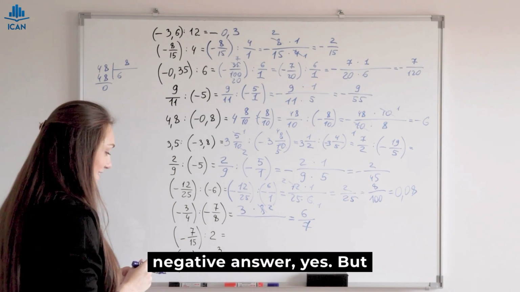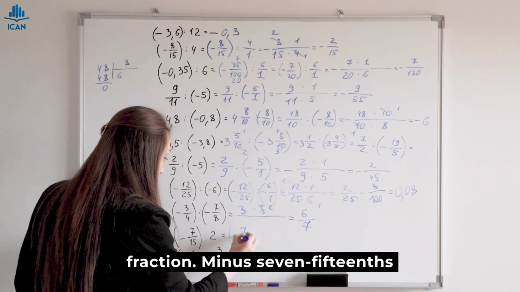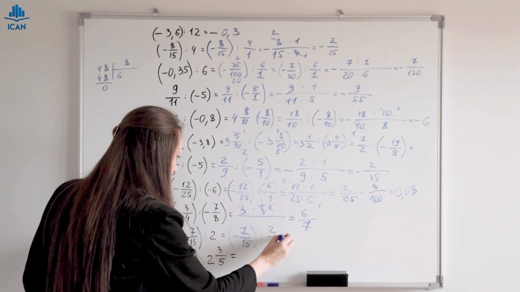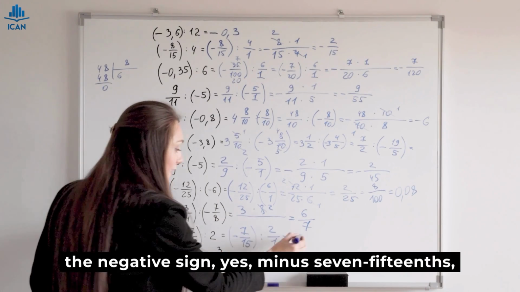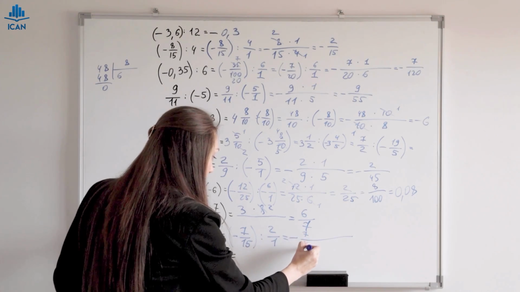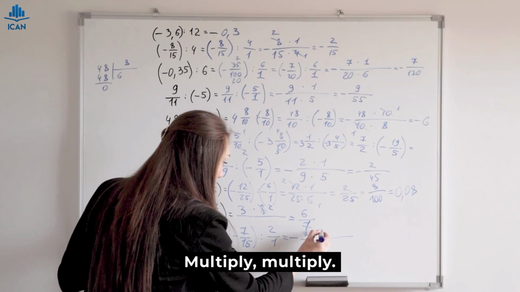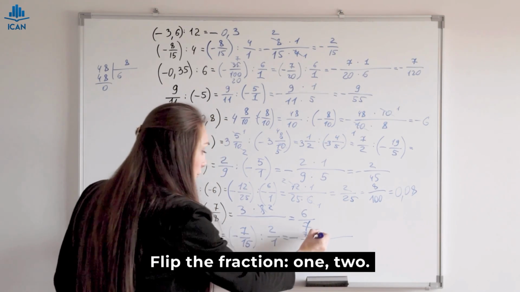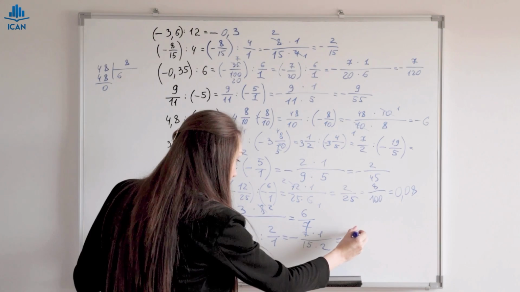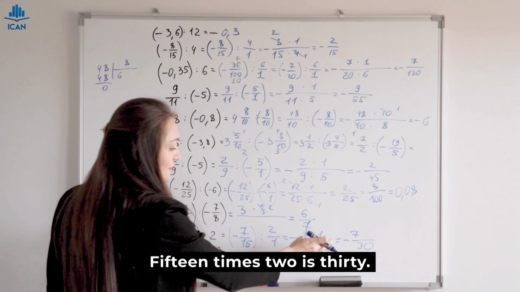So here we get a negative answer, yes. But first, we'll convert the whole number to a proper fraction. Minus 7/15 divided by 2/1. We immediately factor out the negative sign, yes, minus 7/15, 7/15. That was my 5. Multiply, multiply. Flip the fraction 1, 2. It comes out to minus 7/30. Minus 7/30, yes. 15 times 2 is 30.